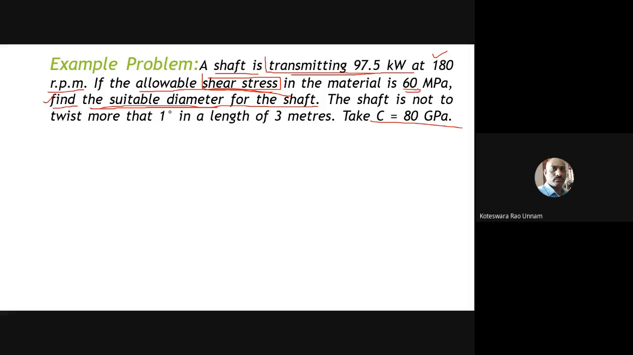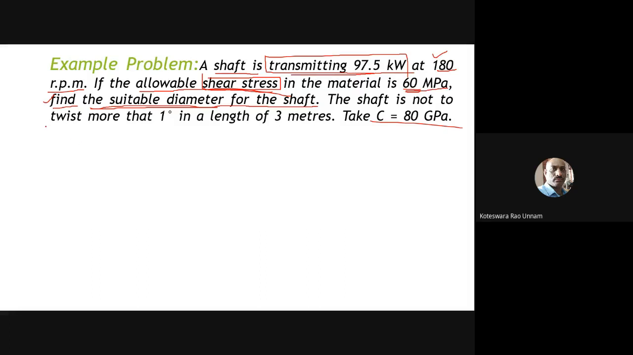That is the one condition. So you need to choose the diameter of the shaft such that when the shaft is transmitting a power of 97.5 kilowatts at 180 RPM, the torsional shear stress should be less than 60 MPa. That is one condition.